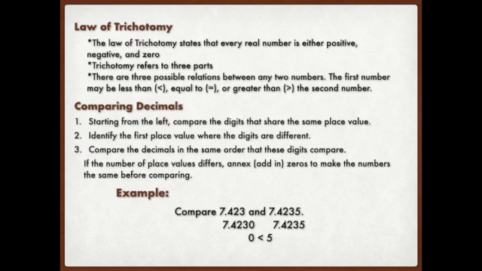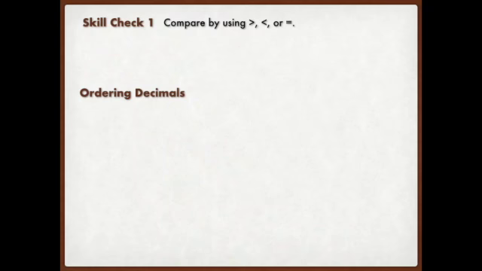And what we had to do here was previously we had to annex or add in a 0 to compare those numbers. Okay, so 7.23 will be less than 7.4235. Now let's compare again using the greater than, less than, equal signs.